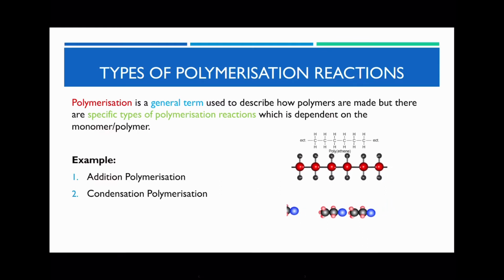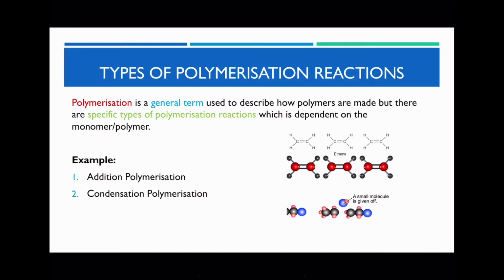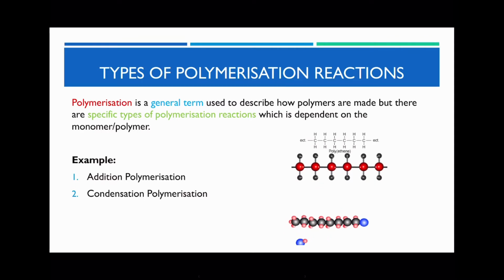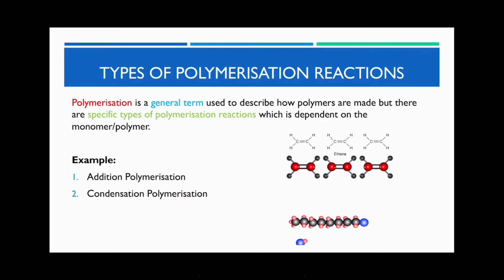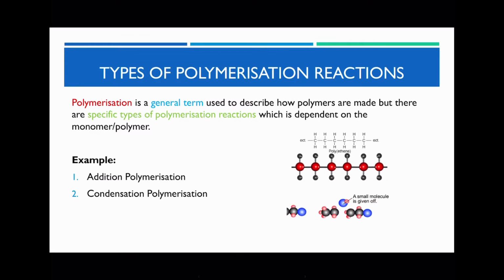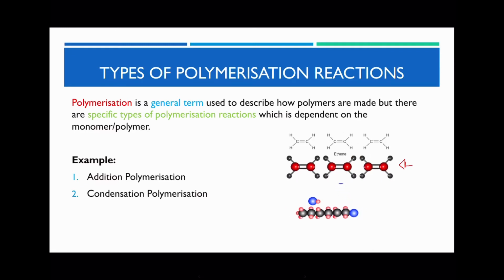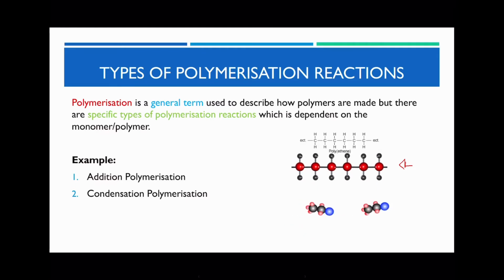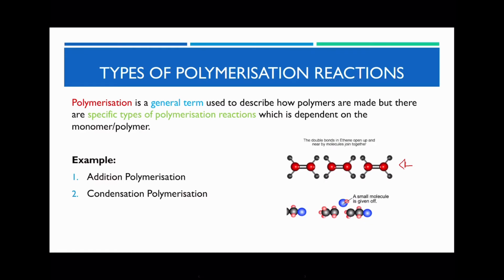But as I said, there are specific types of polymerization reactions, which just depend on what type of monomer you have present. So for instance, the two main types of polymerization reactions are the addition polymerization reaction, which is pretty much shown over here. Polyethylene is created through an addition polymerization, where the double bond opens up and the subunits connect together. That's what happens in an addition polymerization reaction.